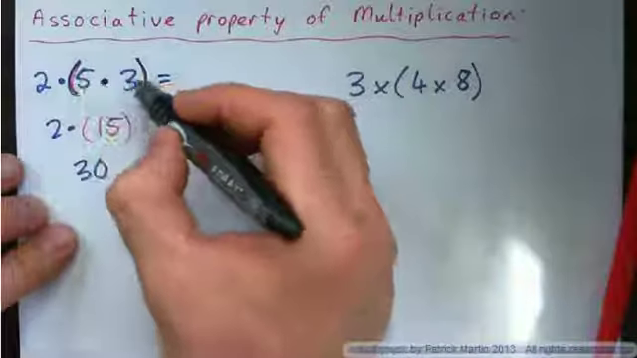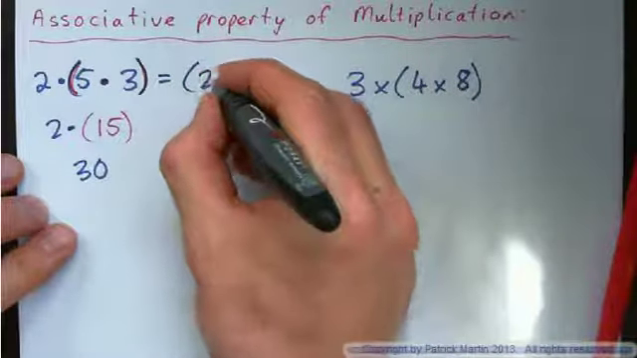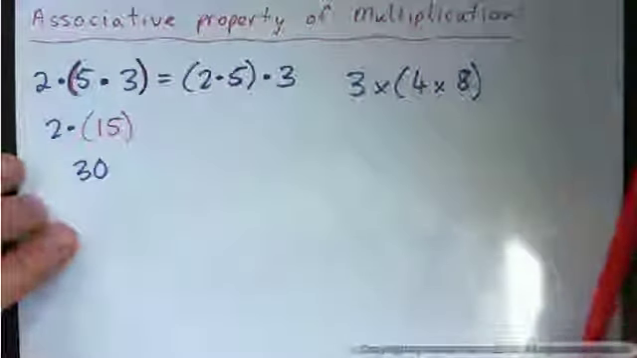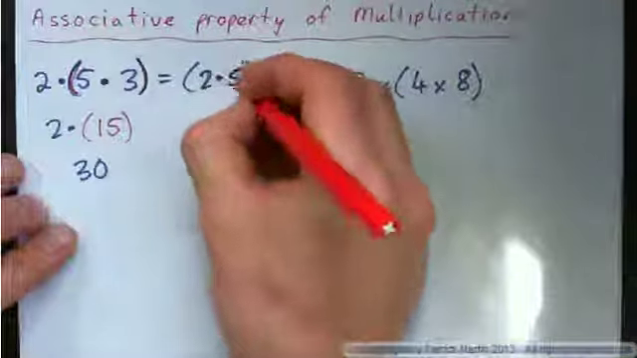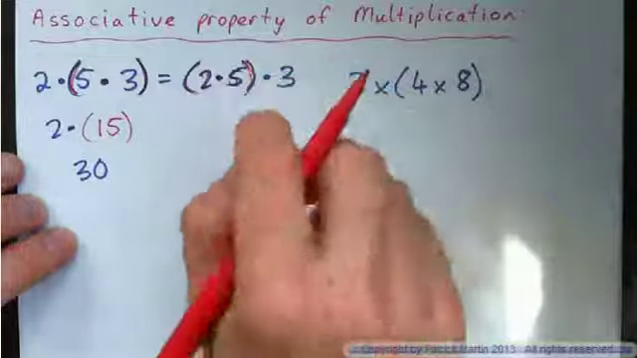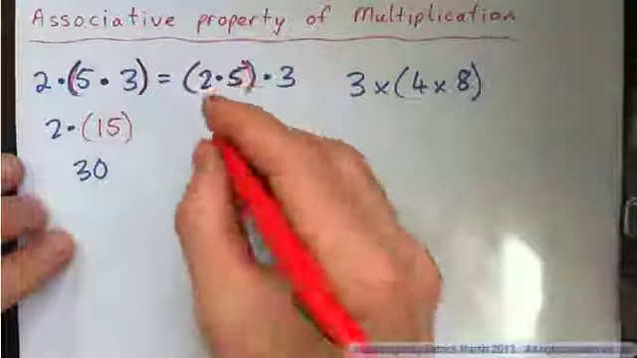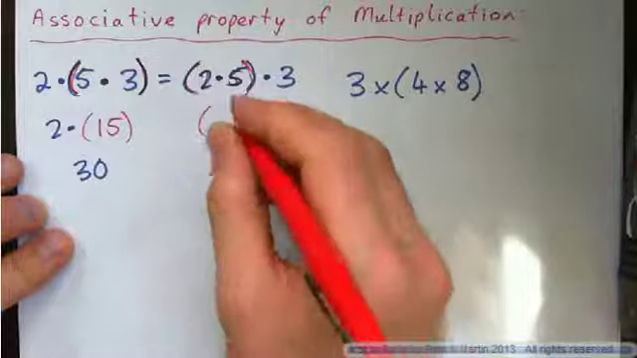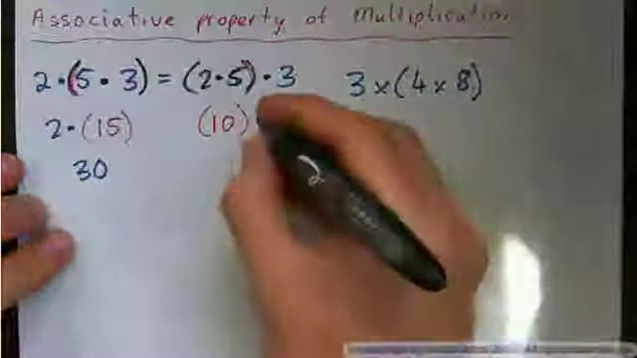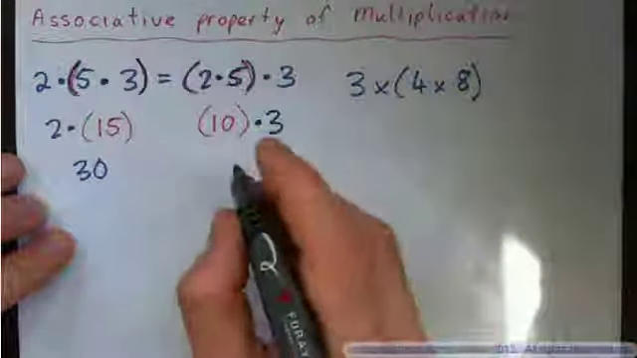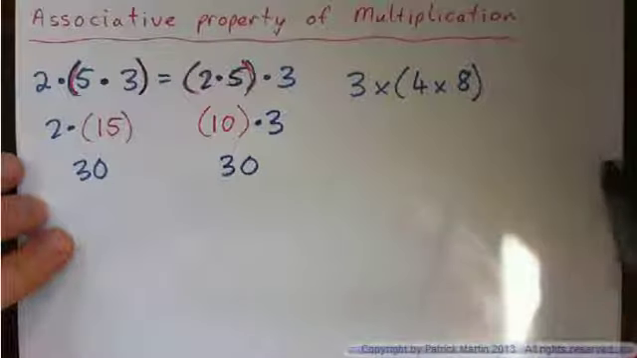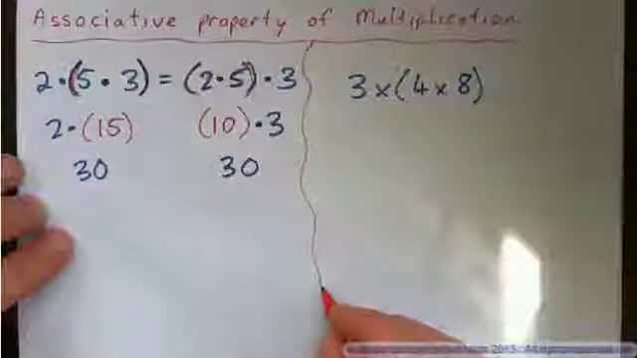Now there's another way we could work this out. Instead of multiplying the last 2 numbers at the beginning, we could have multiplied the first 2 numbers at the beginning. We could have done this, 2 times 5 first, and then multiply by 3. And use parentheses to show that this time I want to multiply 2 times 5 to begin with to get, what is 2 times 5? 2 times 5 is 10. And then I'm going to multiply by 3, and what's the answer? 10 times 3? 30, right?